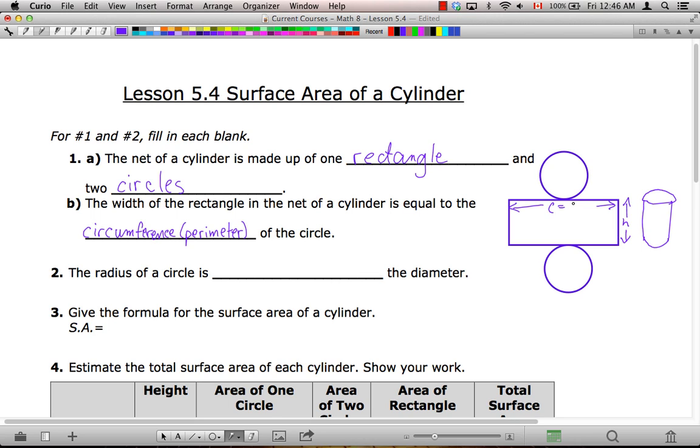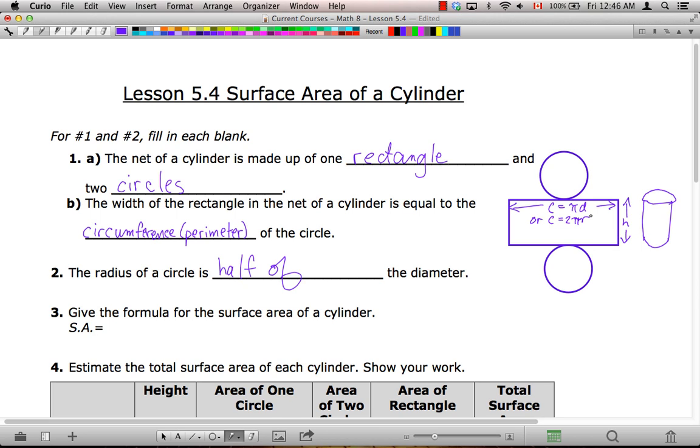which you can calculate by doing either pi times the diameter, or you can use that the circumference is 2 times pi times the radius. And that is because of the fact that the radius of the circle is half of the diameter. So if you wanted to calculate circumference using radius, you'd have to multiply by 2 and pi.